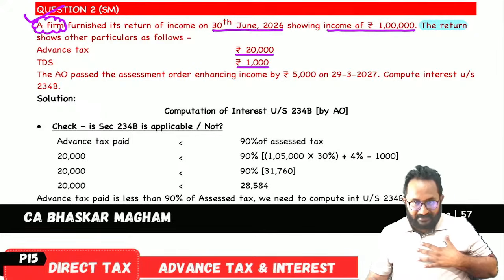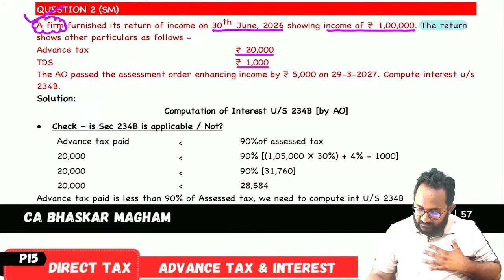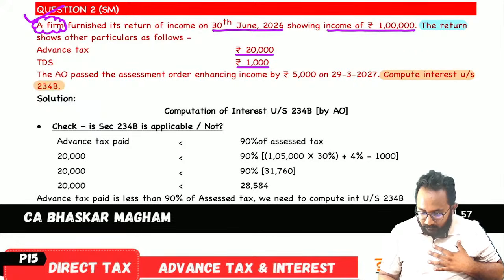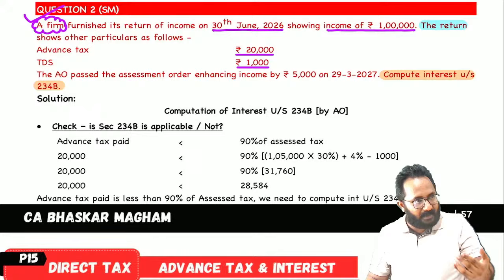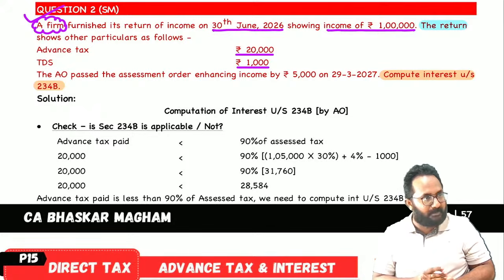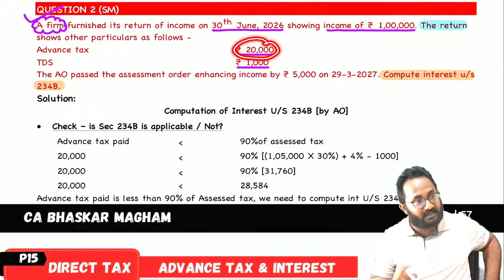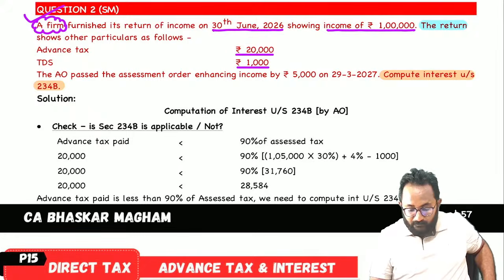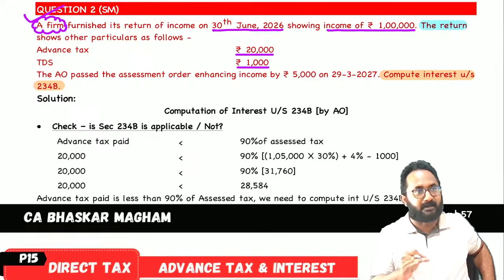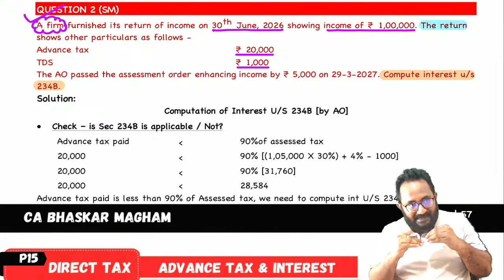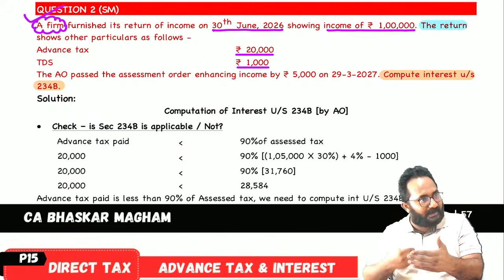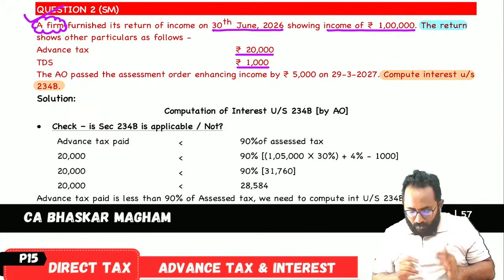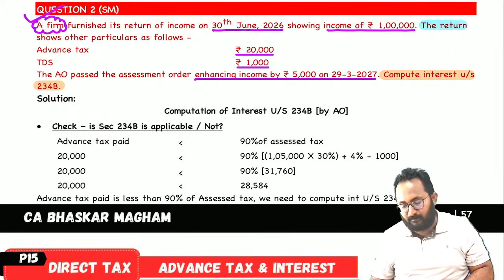In this case, they are asking for interest under which section? 234B. Now 234B applies when there is short payment or non-payment. Is it non-payment? No, because we paid 20,000 in the previous year. So we have to check whether it is a short payment or not. You have to prove in the exam also that this advance tax is short paid. So that's why we are calculating interest.